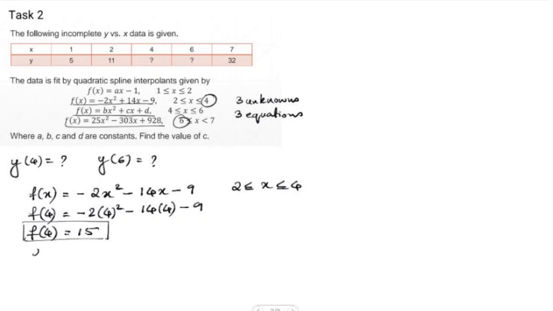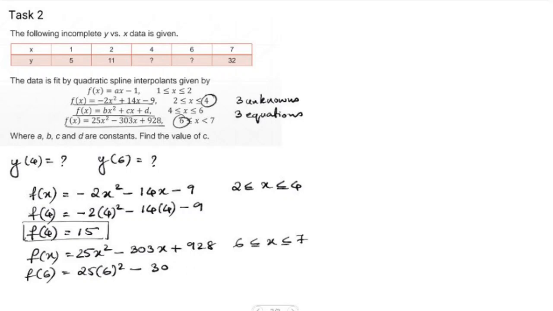Then we'll take the fourth spline now. So we have 25x squared minus 303x plus 928, going from 6 to 7. If we put in the value of 6 here, we get 25 times 6 squared minus 303 times 6 plus 928. So we can say that f of 6 is equal to 10. So we've got both f of 4 and f of 6 now.